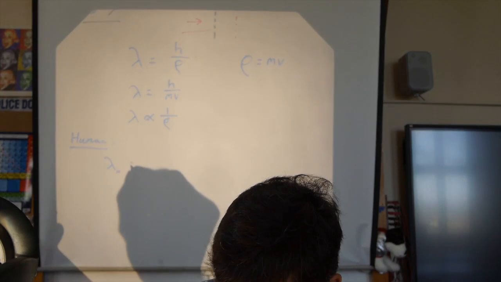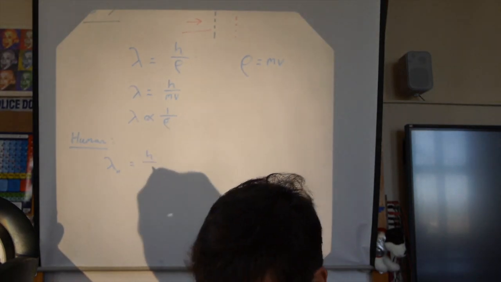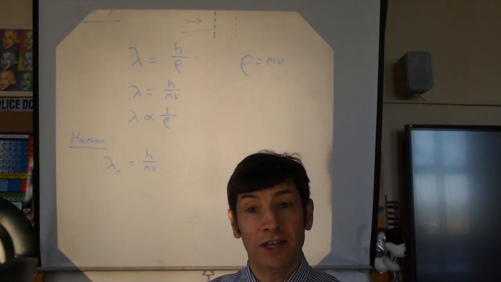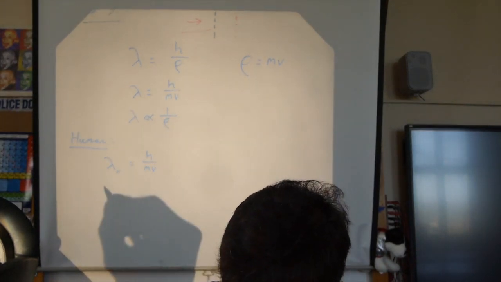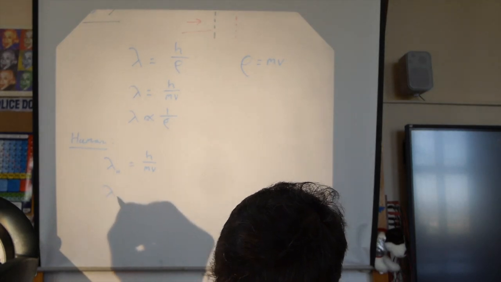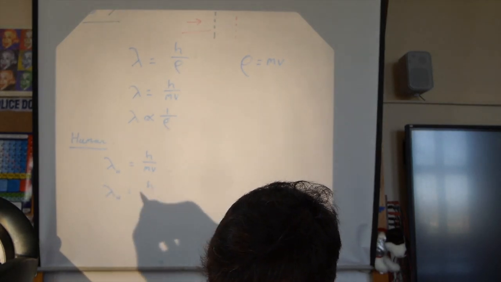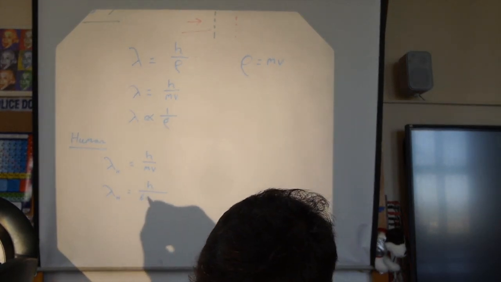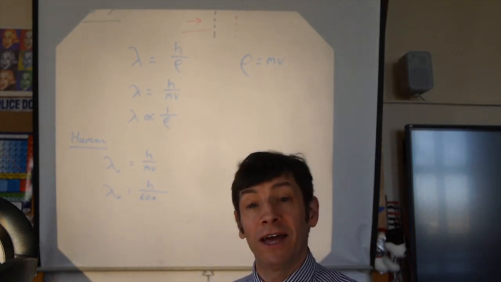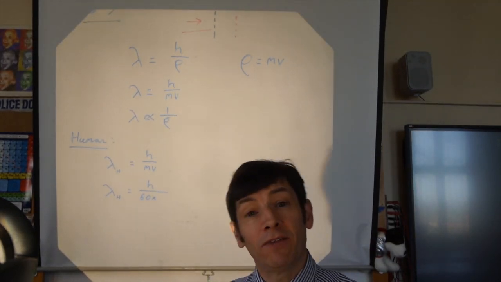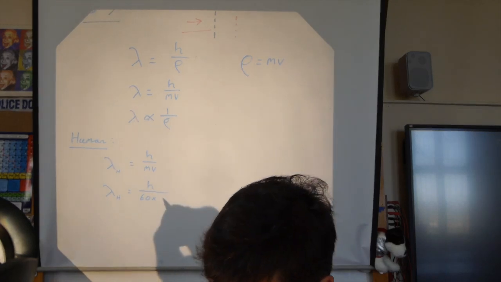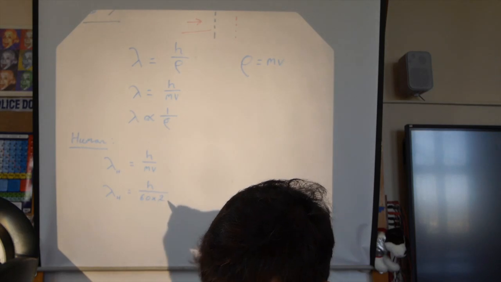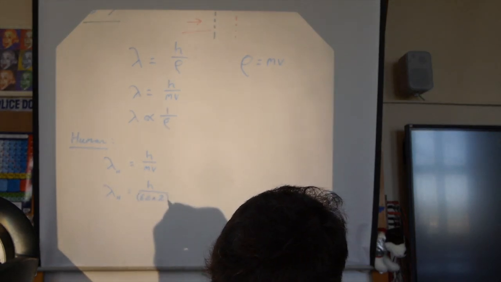Well, it's going to be equal to h upon p, so mv, and we need to put a few little estimates into this. So we'll say the wavelength of a human is equal to h upon the mass of a human, should we say 60 kilograms? I'm a little bit less than that, but that'll do. And we've got to get the human moving, so let's say a walk, 2 meters per second. So there's the momentum of our human.